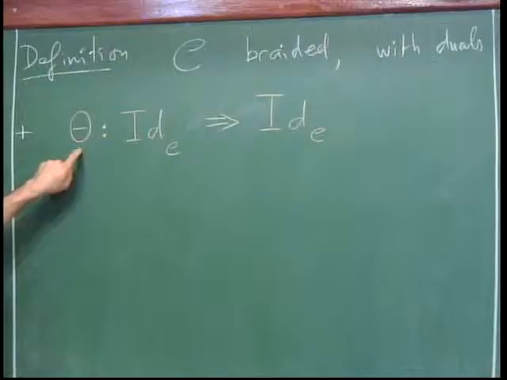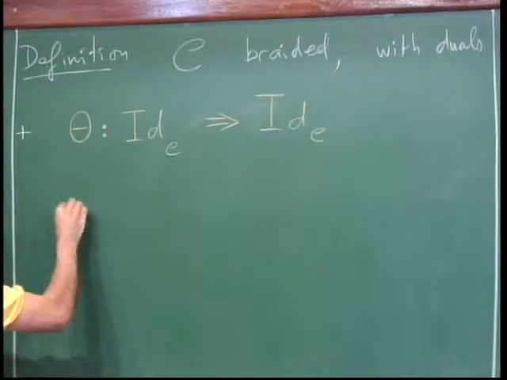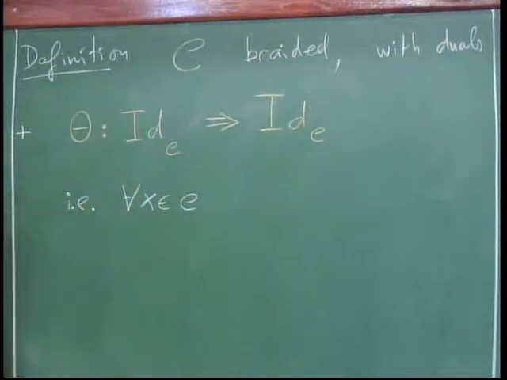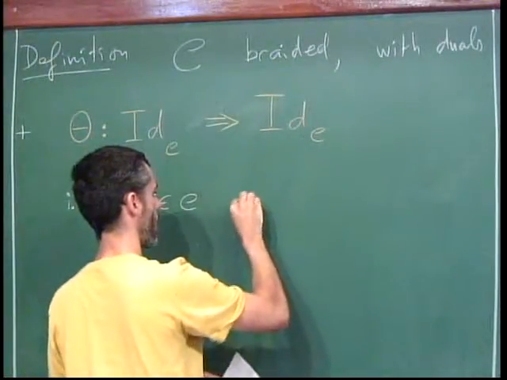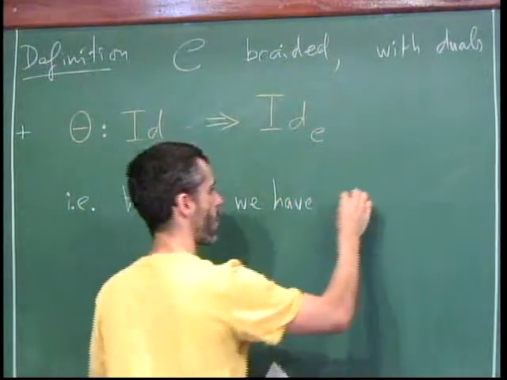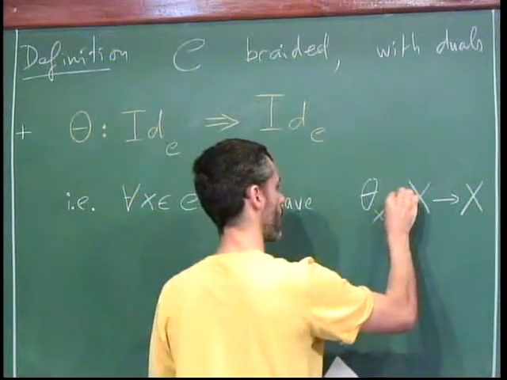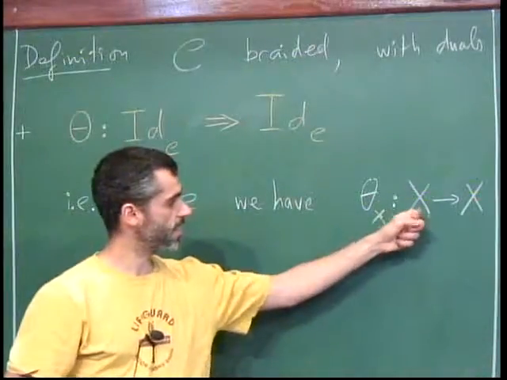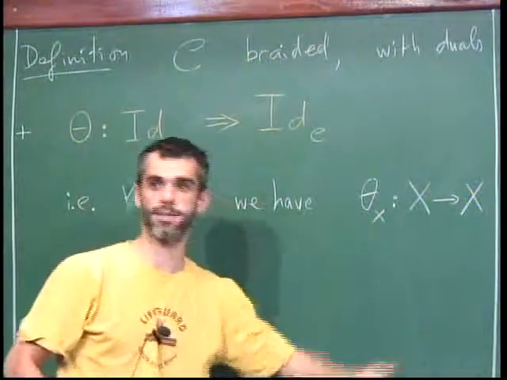Having a natural transformation between the identity and the identity is a sort of cumbersome way of saying the following. It's saying that for every object X, there is a morphism in this category from X to X, and that's theta sub X. So that's what it means. There's also a little diagram. If I have X and a map to Y, then I can do theta_X and map to Y, or X to Y and then theta_Y. That should commute.